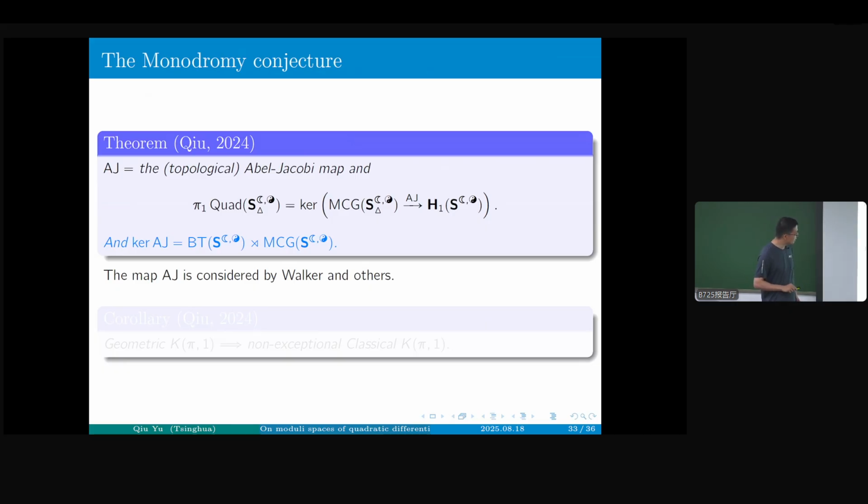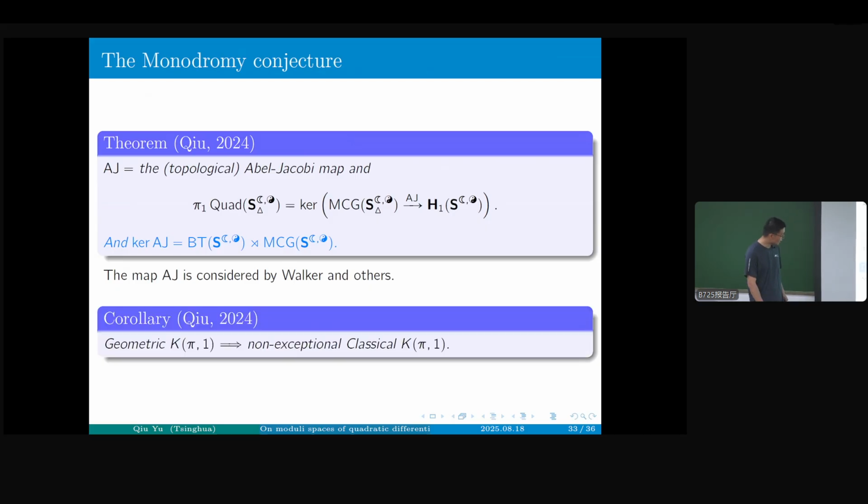This map was considered by Walker and others before. And the reason we want to consider this strange partial compactification is because when we do this, this fundamental group, or the main part of it, can realize all non-exceptional Artin braid groups in the Dynkin or Euclidean case. So in particular, with this result, if we can prove the geometric K(pi,1) in some special cases, it can imply the classical K(pi,1) for all the non-exceptional cases. But here we actually get many more examples.